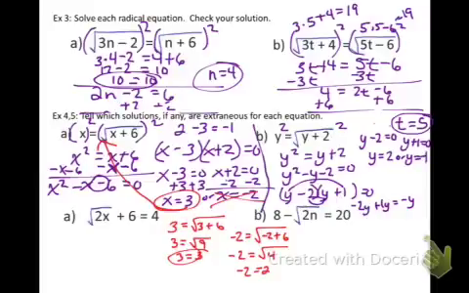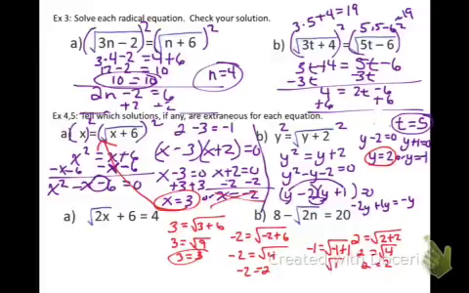We have to check it out. So you would do 2 equals square root of 2 plus 2. Square root of 4 equals 2. 2 equals 2. So y does equal 2. Then you could do negative 1 equals square root of negative 1 plus 1. So square root of 1 equals negative 1. Negative 1 equals 1 is not true. So that's an extraneous solution.